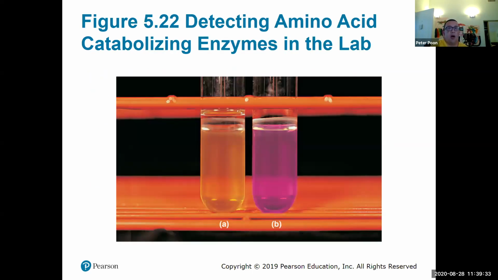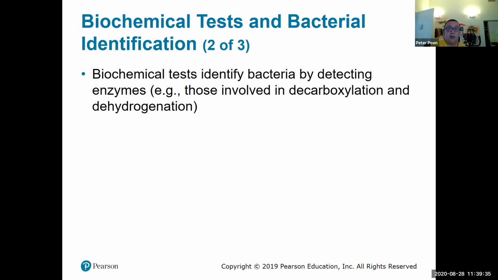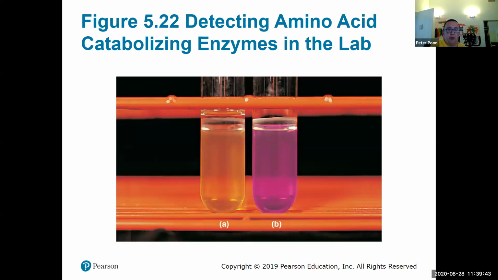So I can use biochemical tests to detect which enzymes bacteria have, and which enzymes they have will tell you what type of bacteria it is. We'll do this lab virtually. We'll detect amino acid catabolism enzymes in the lab. If they're able to catalyze the reaction, the thing becomes more acidic and turns purple. If they don't, then they stay this color.